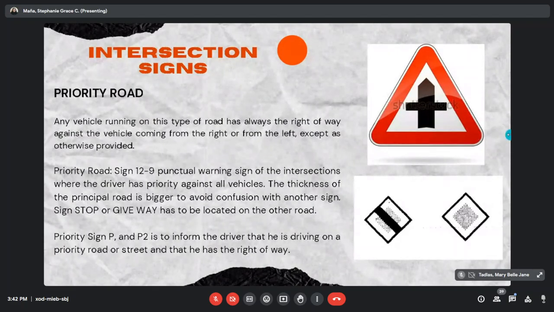So it is in the upper picture. So priority sign P1 and P2 is to inform the driver that he is driving on a priority road or street and that he has the right of way.